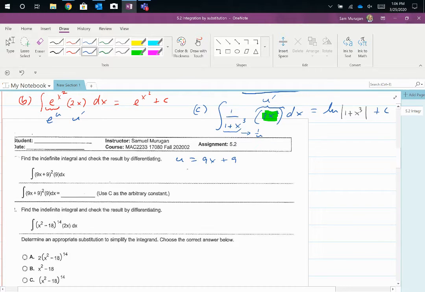So u prime is equal to 9. And we already have that 9 in place here. So all we would need to do is add 1 to the power and divide by that power.